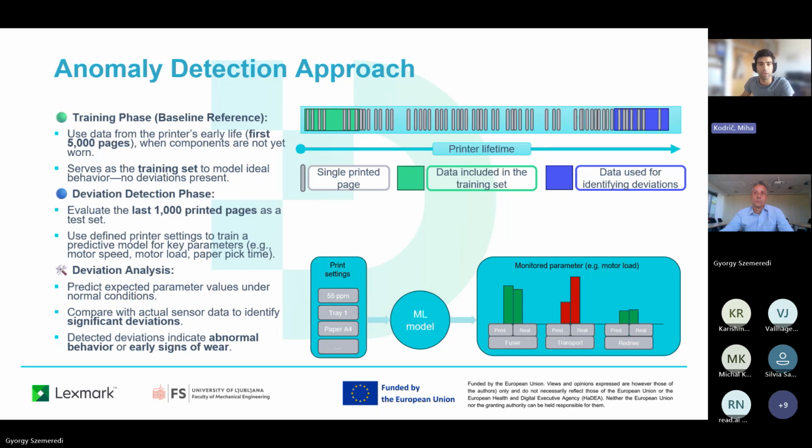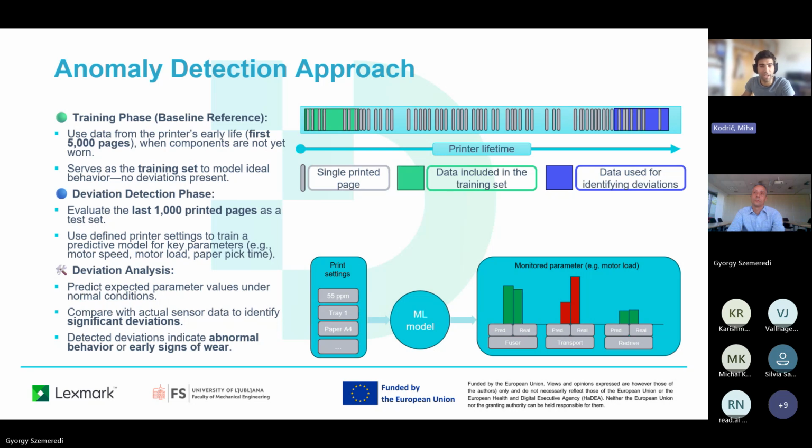So we took a two-phase approach. First was the training phase, where we used the data from the first 500 printed pages for each printer, where the wear was minimal, and this data was used to train the machine learning model to predict the expected parameters based on the printer settings. So this was early stage of a printer lifetime where everything should be normal or nearly close to the perfect condition. And on a second stage, second phase, we call that detection phase.